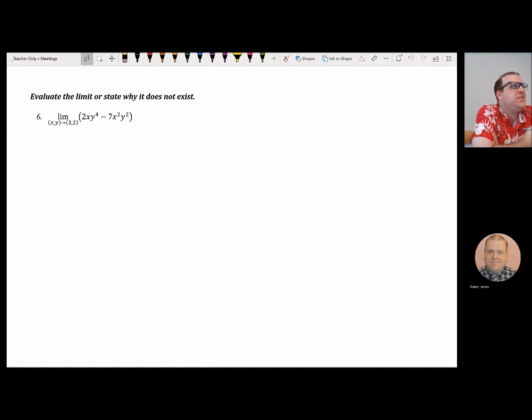So evaluate the limit or state why it does not exist. Well, this function is a polynomial, right? It's a 2-variate polynomial function. The domain of a 2-variate polynomial is the entire real plane, R2, which means it's continuous at the point (3, 2), so we can just plug in the point.